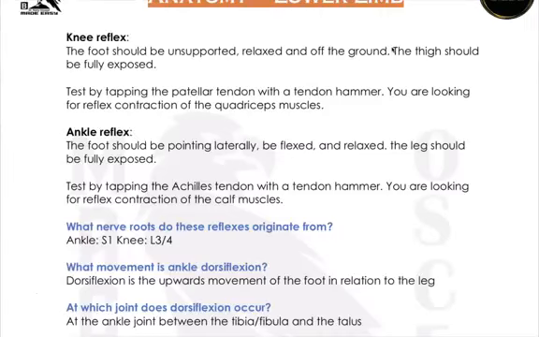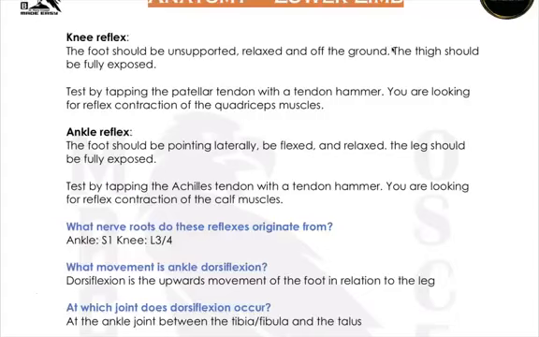Do we have to actually elicit the reflex, or will it just be told in the clinical exam? In the clinical exam, you just have to act. Nothing else. Okay. About the ankle reflex, does anyone know how to do the ankle reflex? Yes, sir, go ahead. Let us know.